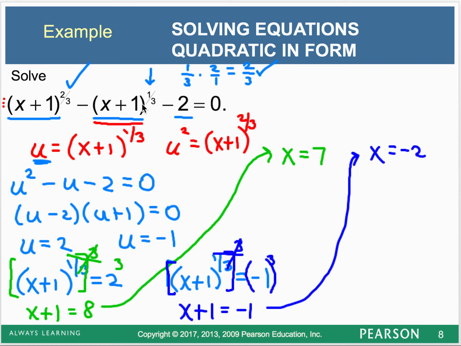Now, because this is the index, right? So the root part is odd, I don't have to check them. I don't have to check. If this had been a 1/2, I'd have to check it, because a 1/2 and a square root's the same, right? But if it's an odd number in the denominator, which means the index is odd, I don't have to check them.